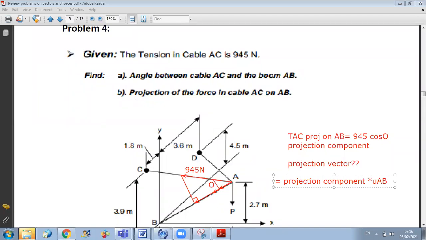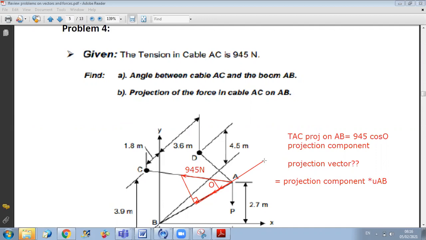Doctor, what's the difference between projection vector and projection component? The projection component is just a number. It's not a vector; it's a scalar. It can be positive or negative. Here you will get a positive result because you have the projection directed from A towards B. In case the projection was to the other side, then it will be a negative projection, and you will put minus a number. So the projection component is just a number, positive or negative.